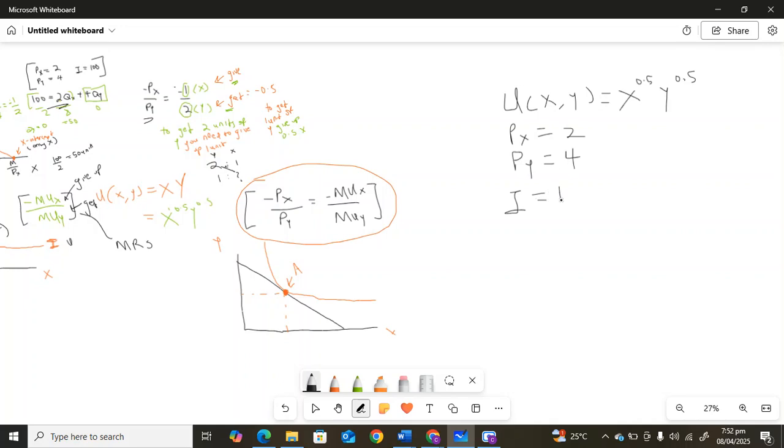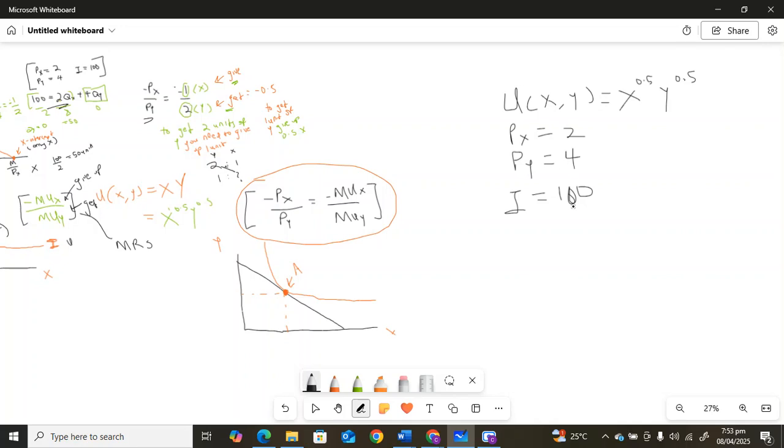Now I want to find out what combination of good X and good Y we can get so that we maximize our utility. When you hear these words, maximize utility or get the optimal bundle, these are the type of questions we're dealing with. I remember in your assignment you had a similar question dealing with Lagrangian functions. So I'm going to show you first when we use the marginal rate of substitution way of solving this question, and then I'll also show you with the Lagrangian functions.